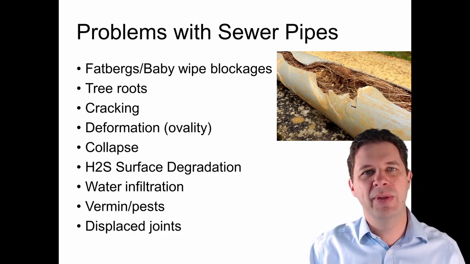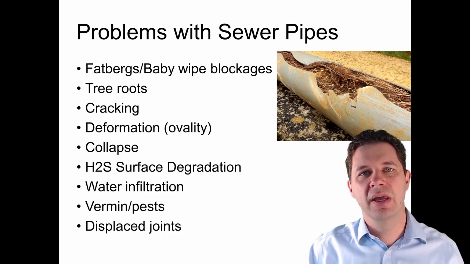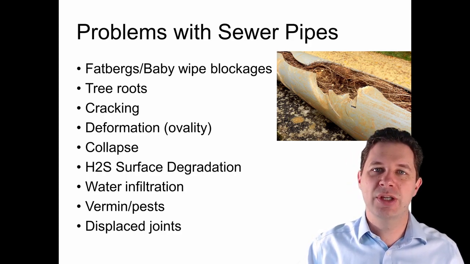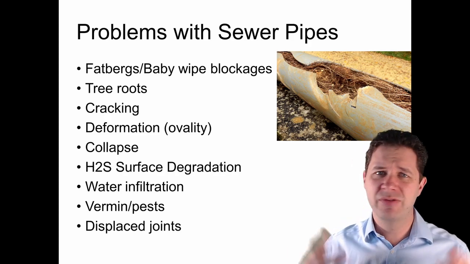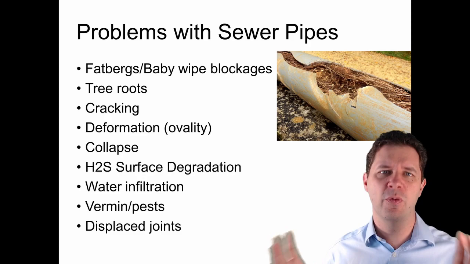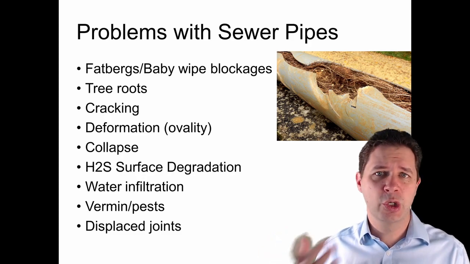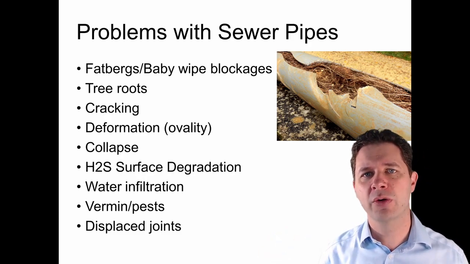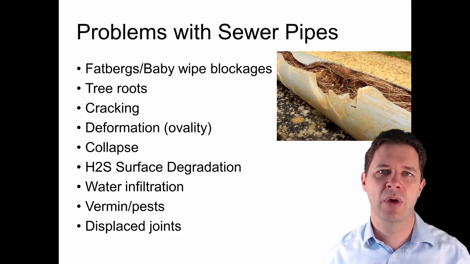We might have vermin or pests infiltrating these sewers. I've seen pictures of a goat in a sewer. I have no idea how a goat got into a sewer. It was maybe a 400 or 500 mil sewer, and there was a goat walking around. I've seen videos of frogs jumping around in sewers as well.